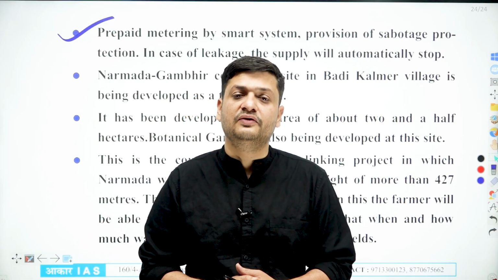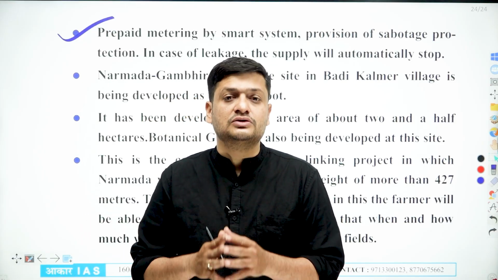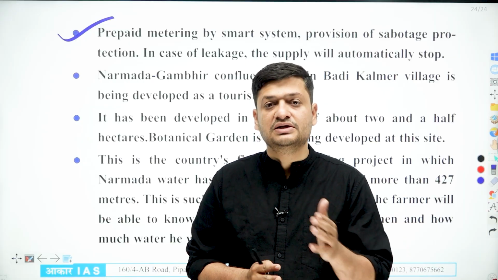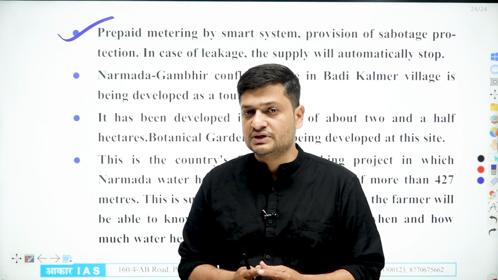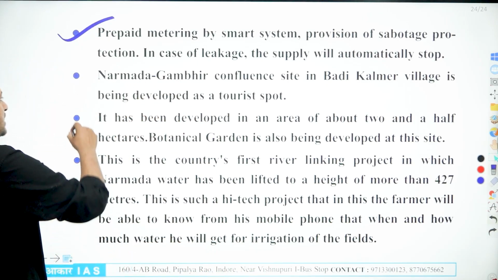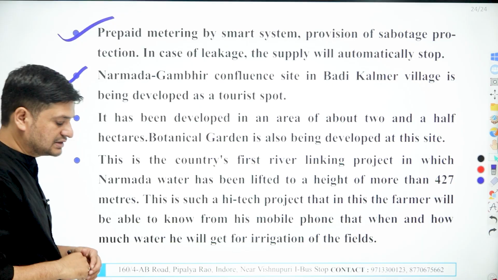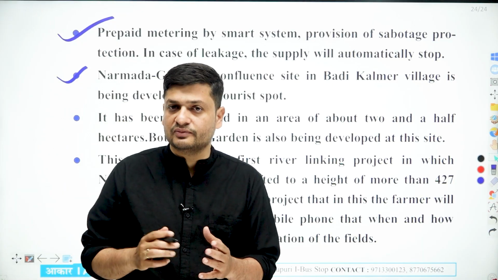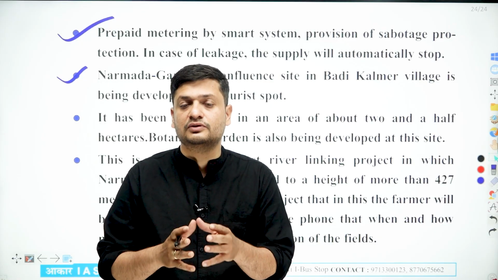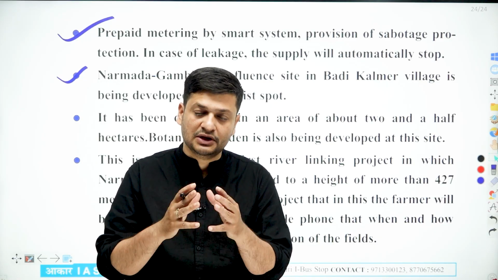The main problem of the pipeline is the leakage problem. The water supply can be stopped when there is a huge leakage in that particular pipeline. So it is a smart feature which has been installed by our government with the help of Israeli support. We are having a bilateral tie, a support system in the field of irrigation from the Israelis.